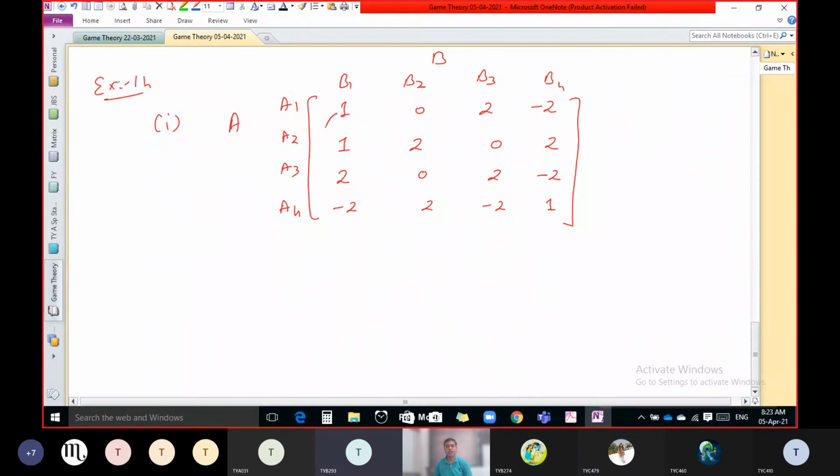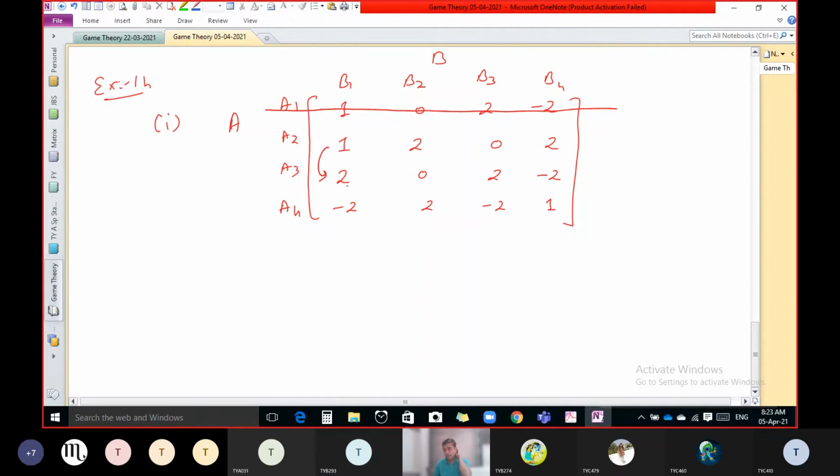Okay, compare A1 with A3. Which one is better? A3. Here, both are same. Here, same. Here also same. So which strategy we have to remove? A1, because A3 is better. So just remove A1.